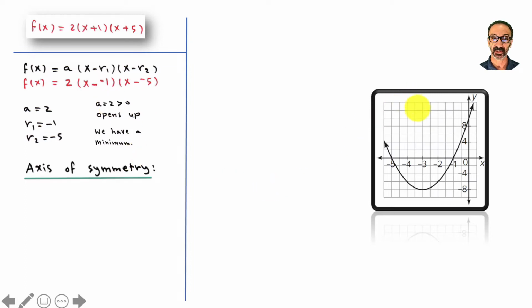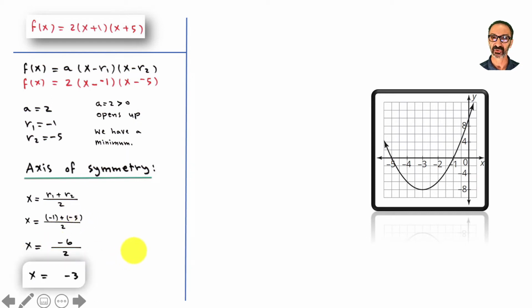Axis of symmetry, the graph shows at x equals -3. If you do it from the equation, I get r1 plus r2 over 2. And doing the math, -1 plus -5 over 2 will be -6 over 2, and that is actually -3. At x equals -3, we have an axis of symmetry.